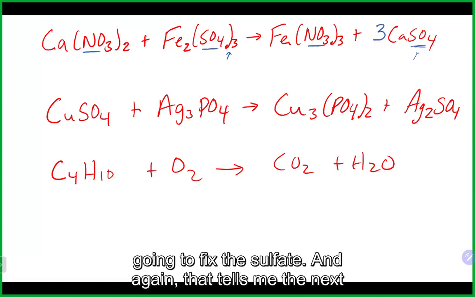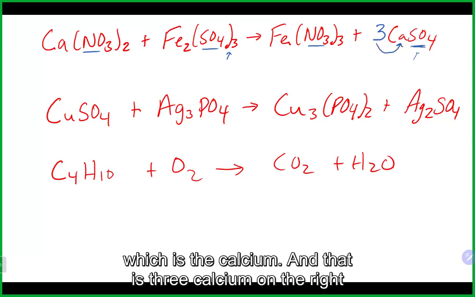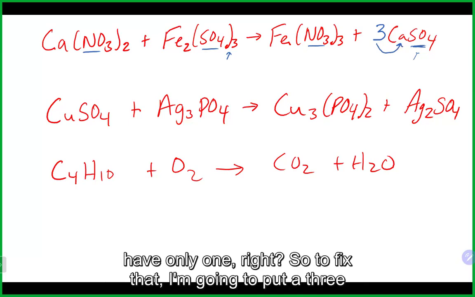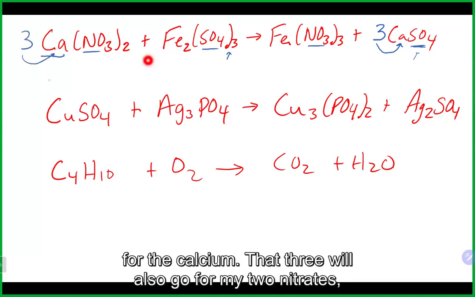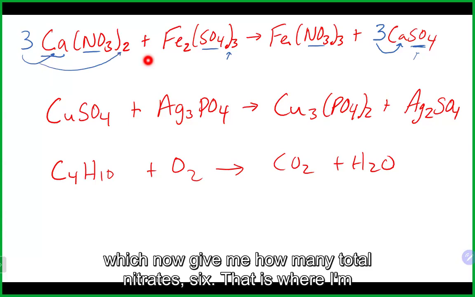Once again, that's going to fix the sulfate. That tells me the next place I should look is what the sulfate's attached to, which is the calcium. That is 3 calciums on the right-hand side. On the left-hand side, how many calciums do I have? Only 1, right? To fix that, I'm going to put a 3 for the calcium. That 3 will also go for my 2 nitrates, which now give me how many total nitrates? 6. That is where I'm going to go next.